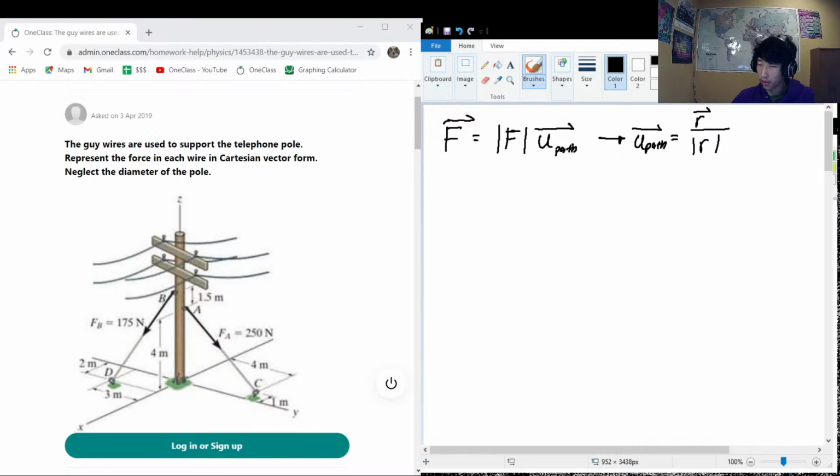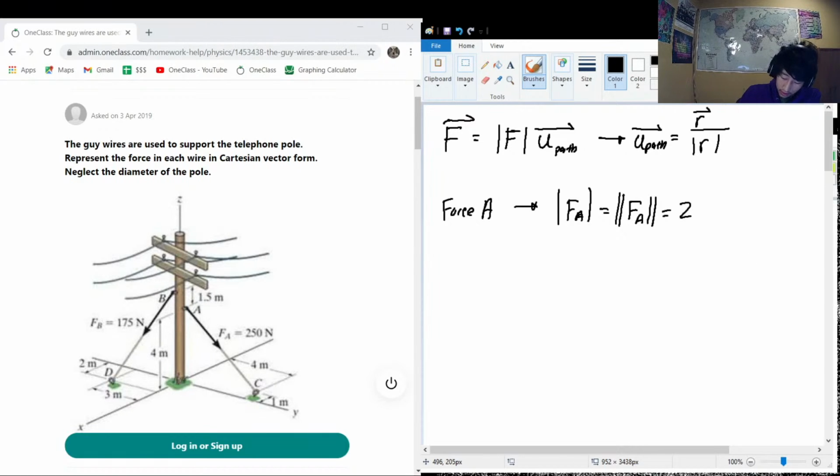Okay, so let's start with getting the Cartesian form of force A. Okay, so force A, the magnitude of force A, magnitude is often represented with absolute values. Sometimes you also see it with double absolute values so that we don't get it confused, because there can be negatives in there that you don't treat. This is just to show, but stay ready for both of these notations, and that will be equal to 250 newtons.